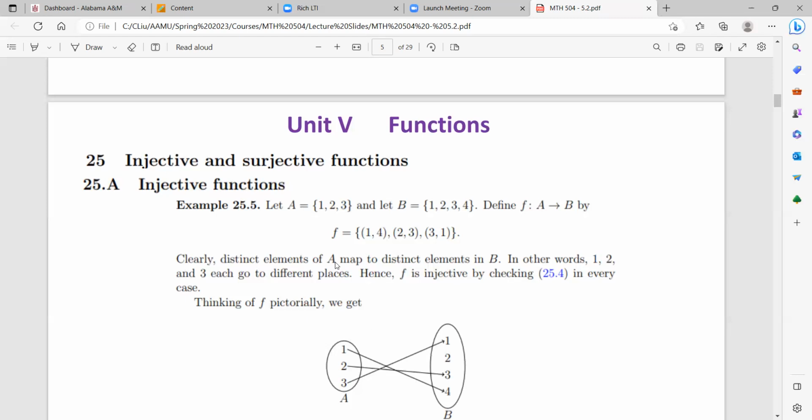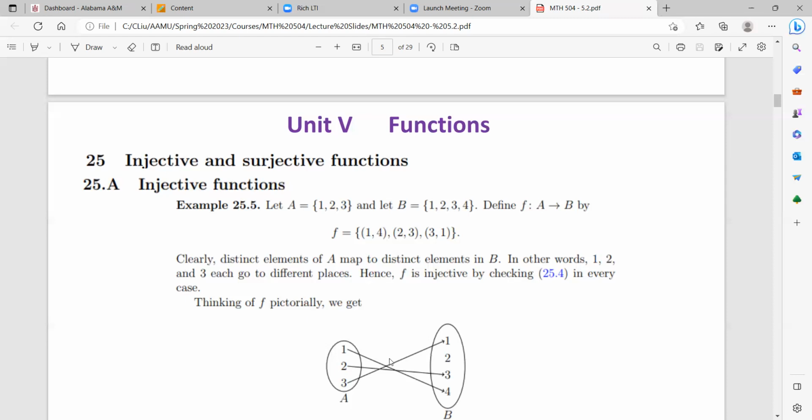You just draw the two sets with the numbers marked in each set, and then you draw the lines from the pre-image to the image respectively. So we get 3 maps to 1, 2 maps to 3, and 1 maps to 4. So obviously this function is one-to-one, and it is a function. Okay, you can all see from here.